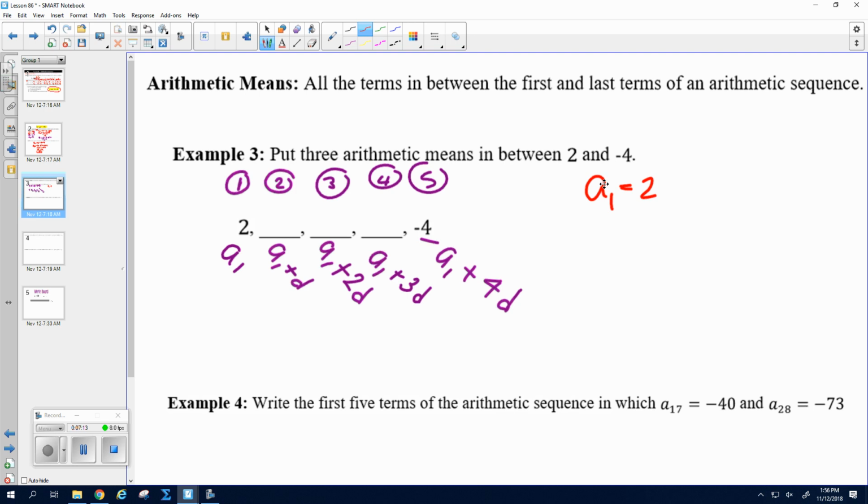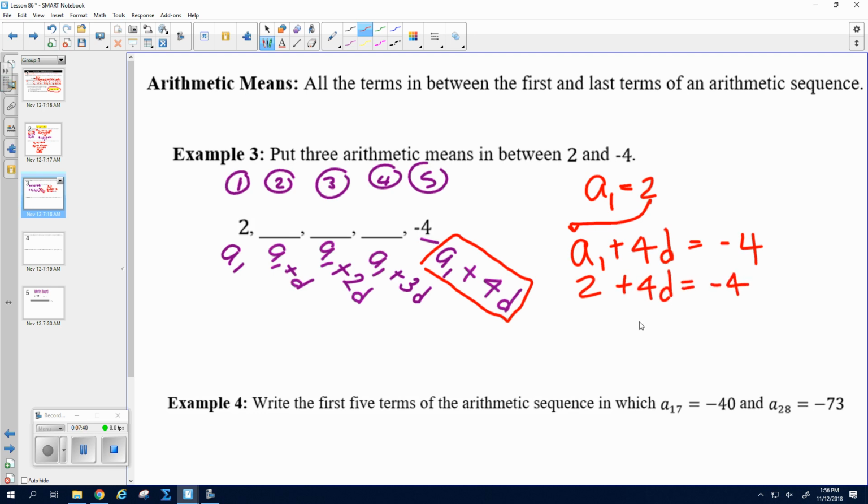So we can start by writing out what we know. A1 is equal to 2. And we also know the fifth term, right? This always represents the fifth term. This little formula right here in any arithmetic sequence is the fifth term. So I know that the fifth term is equal to -4. And so then I can substitute in a 2 right here for A1. And I can solve for my common difference. That's -6. And let's reduce that to -3/2. Or -1.5 if you like decimals.